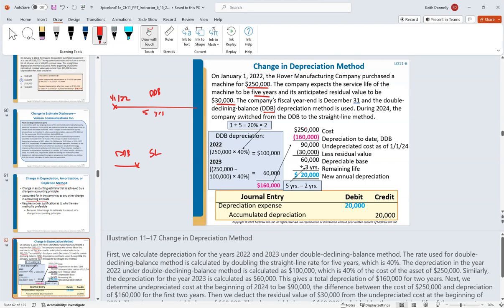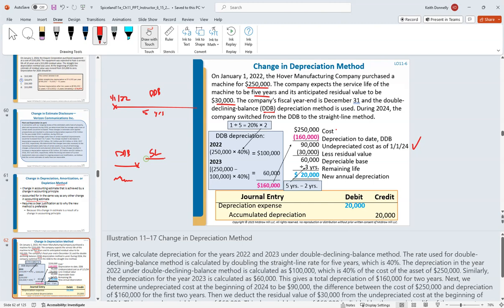Okay, so the first thing we got to do is take the cost, the 250. We got to back out any depreciation up to the point in time we make that switch. So $1.60, how you would calculate it over here using double declining depreciation. That's our undepreciated cost as of 1/1/24. We back out the residual value. Hey, there's our depreciable base.